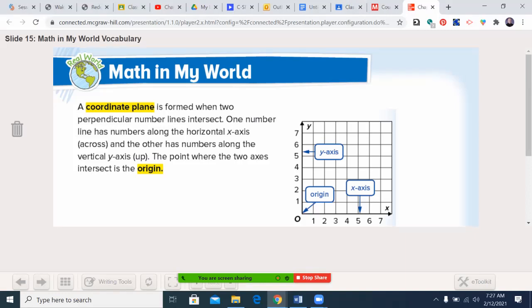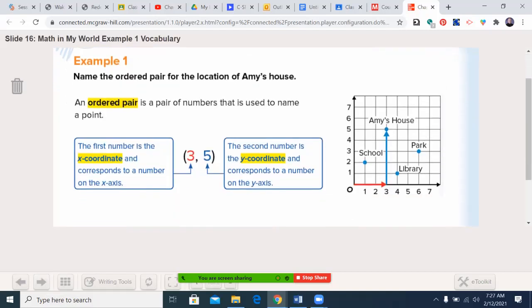All right, so looking at page 525, remember you should be filling this in as we go so that you have a tool to look back on. An ordered pair is a pair of numbers that is used to name a point. The first number is the x-coordinate and corresponds to a number on the x-axis. So when it has this 3 right here, it tells me to go 3 over. The second number, the y-coordinate, corresponds to a number on the y-axis. So I start at the 3, and I'm going to go up 5.